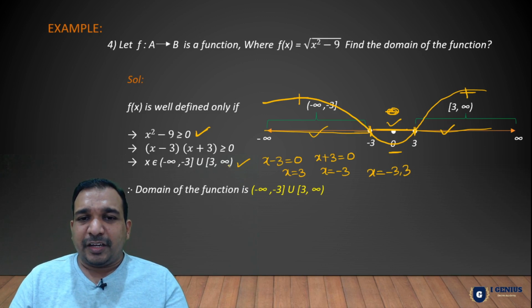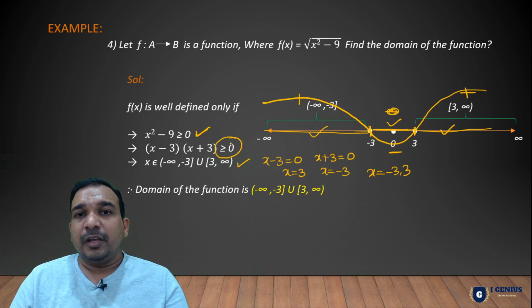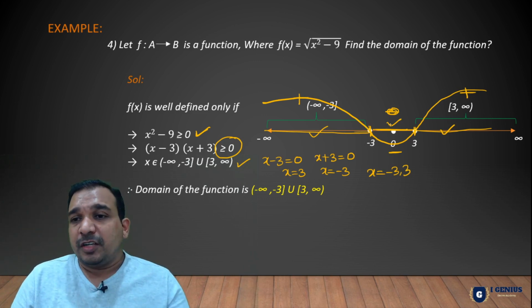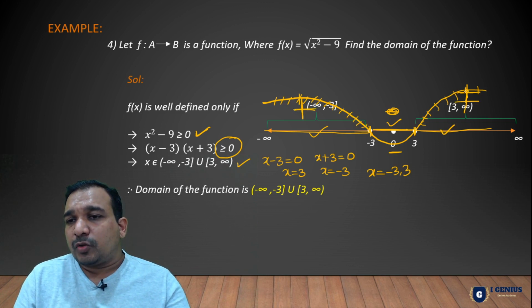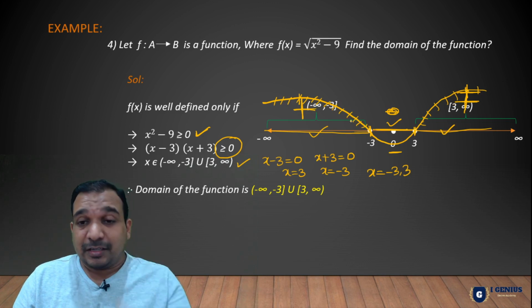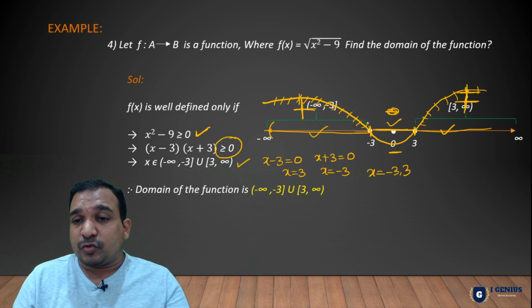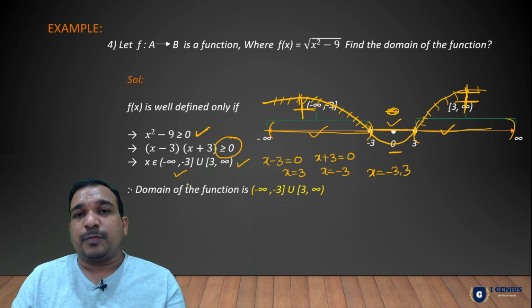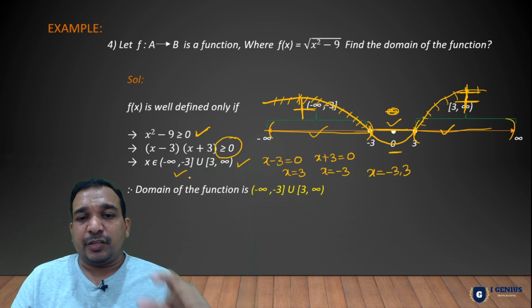So here we need greater than or equal to 0. Greater than or equal to 0 means what, guys? Positive. So we need the positive region. So what is the positive region? This is the positive region. Above the x-axis is the positive region. So wherever you got positive, take those two regions and write the answer. So our answer is from minus infinity to minus 3, the first region, and 3 to infinity, the third region. So our answer is x belongs to minus infinity to minus 3 union 3 to infinity.